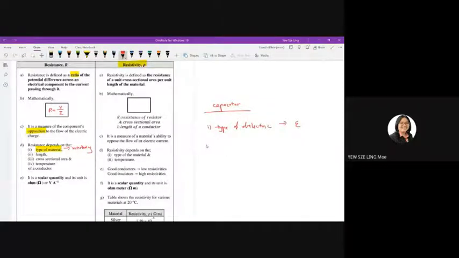When it comes to a capacitor, it depends on the shape and the size of the plate, which is the area. And the third thing is the distance between the plates, which is D. So in chapter 2, the capacitor depends on these three things.